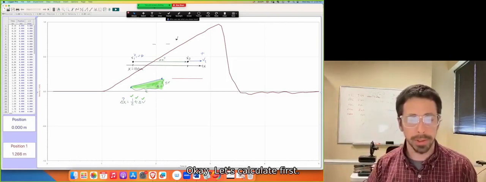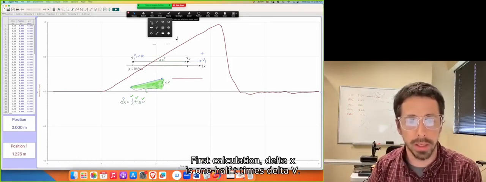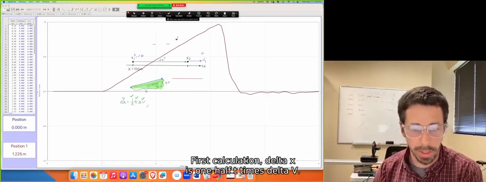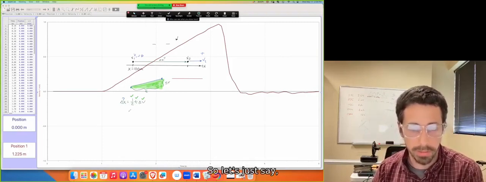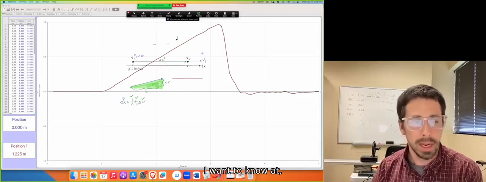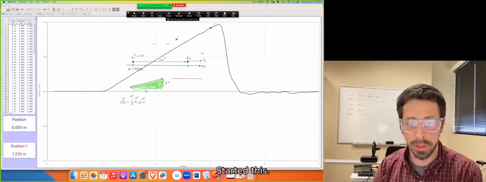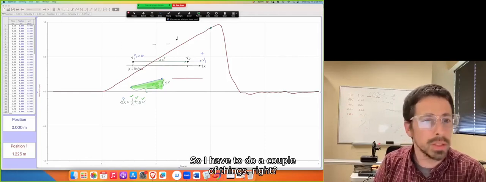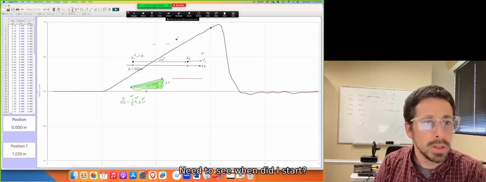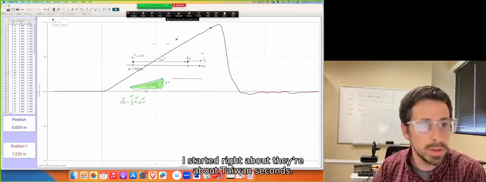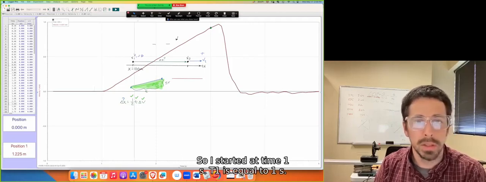Let's calculate first. Let's do a couple calculations. First calculation, right? Delta x is 1/2 t times delta v. Okay, so let's just say I want to know at, let's do 3 seconds right there. We'll start at this. So I have to do a couple things, right? I need to see, when did I start? I started right about there. About time 1 second. That's convenient. Okay. So I started at time 1 second.